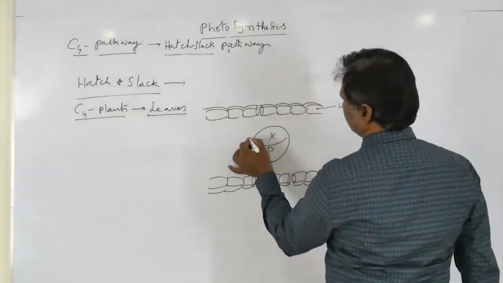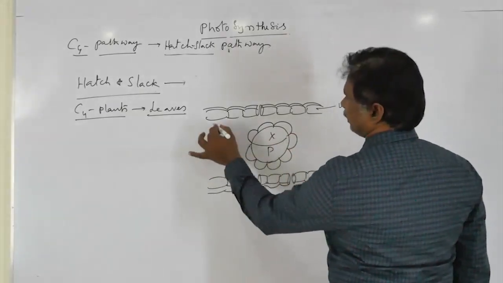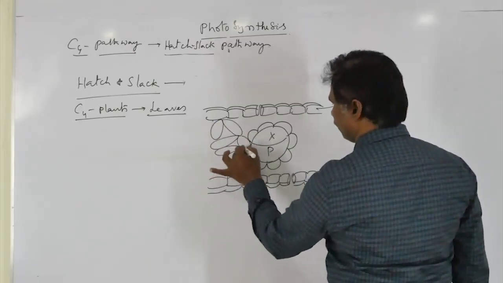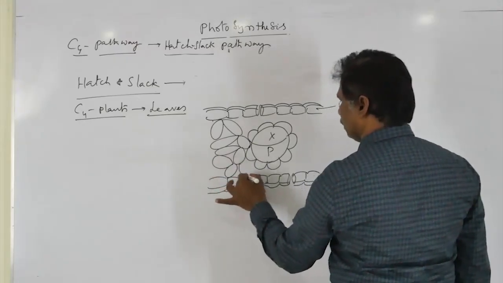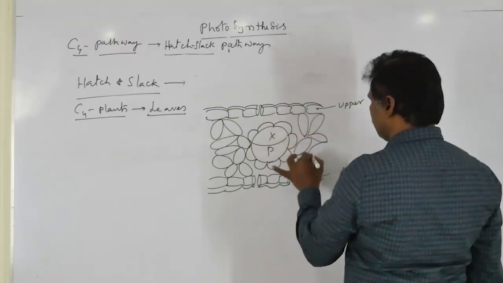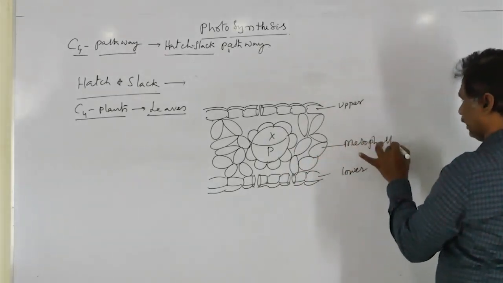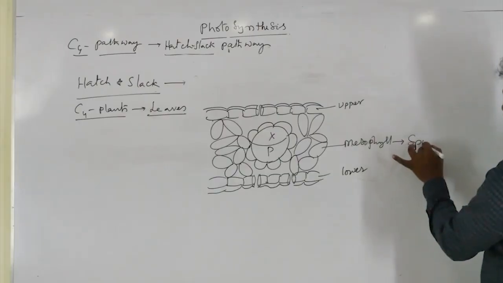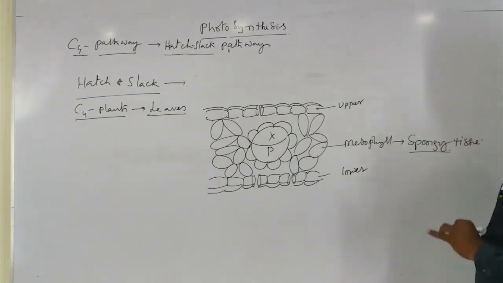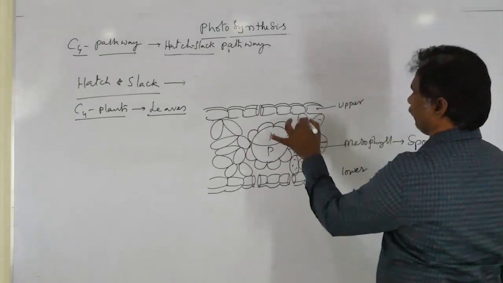It is covered with a parenchymatous bundle sheath. The remaining cells are called mesophyll cells. In most of the monocots, the mesophyll is made up of spongy parenchyma, rather than palisade parenchyma. That spongy tissue also contains chloroplasts.